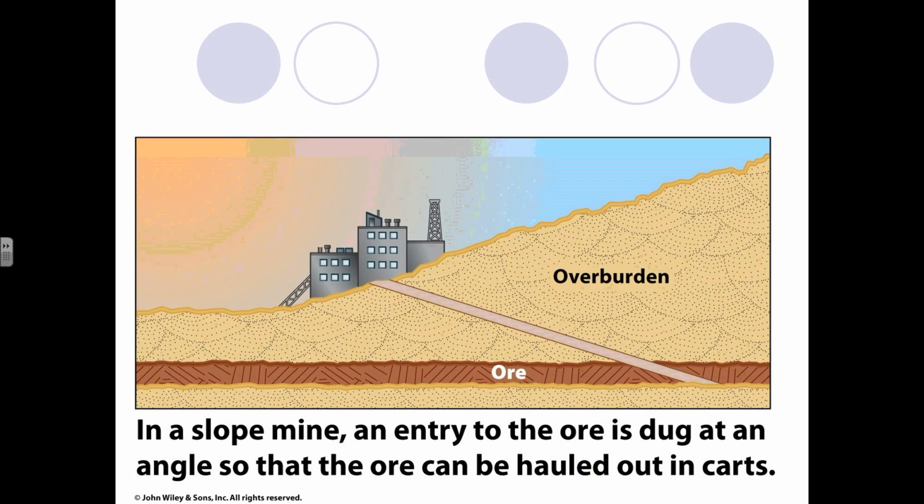A slope mine, another example of subsurface mining, is when we have a vertical shaft. So it also has what's considered a shaft, but instead of having to hoist the ore up in buckets, we could use carts, we could use cars, any type of system that's going to be able to bring it up to the surface. So many times this is done in the side of a mountain. It says in a slope mine, an entry to the ore is dug at an angle so that the ore can be hauled out in carts. And so that is the second example of a subsurface mine.